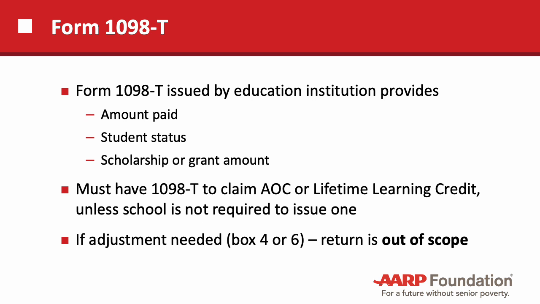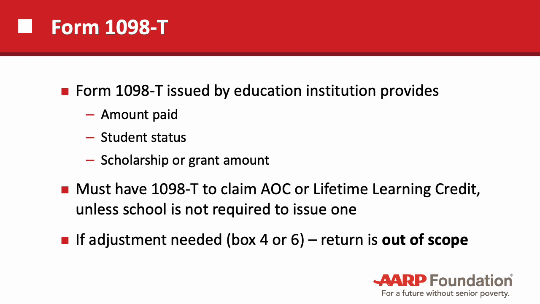Students will normally be provided with a Form 1098-T that's issued by the education institution. It'll show the amount paid, student status, and any scholarship or grant amounts. And they must have a 1098-T to claim AOC or Lifetime Learning Credit unless the school is not required to issue one. Now, one instance is when all costs have been paid by scholarships or grants, the school is not required to issue a 1098-T. In this case, the taxpayer will need to provide all of the required information.